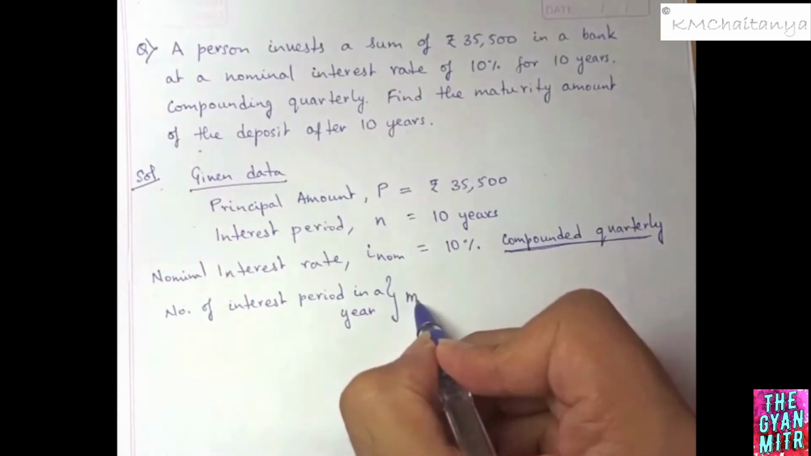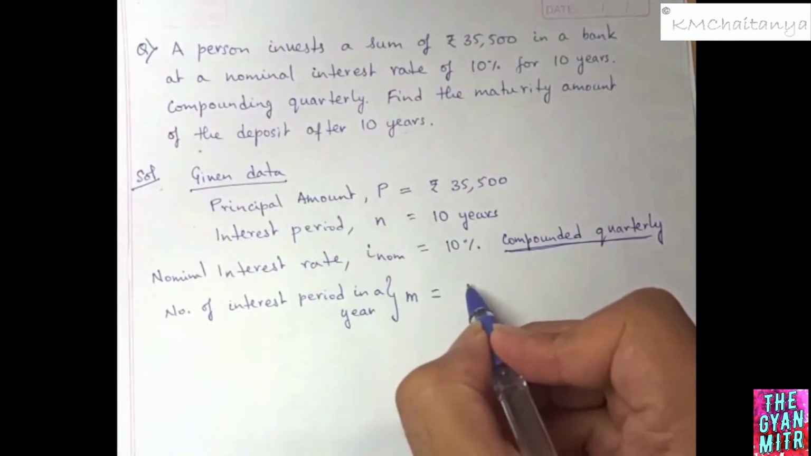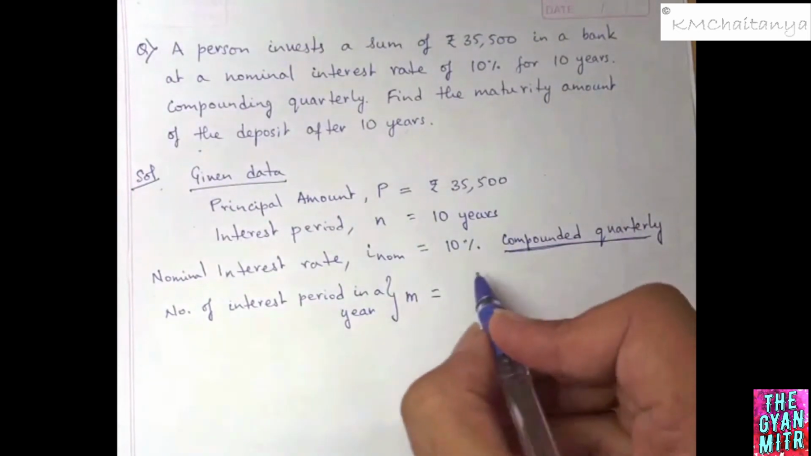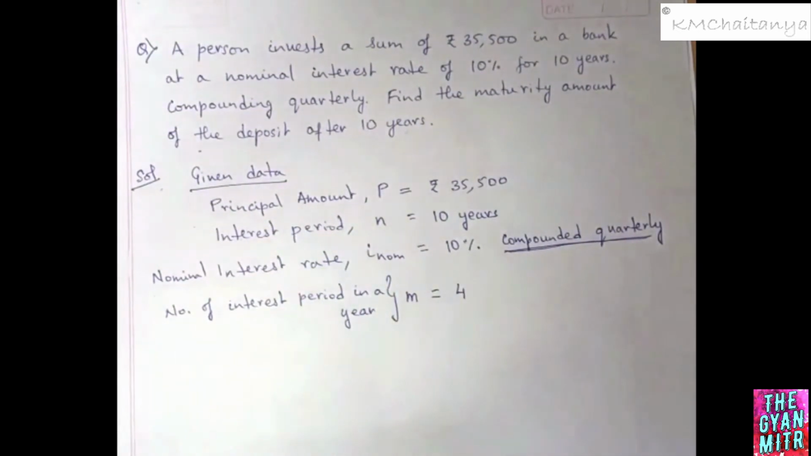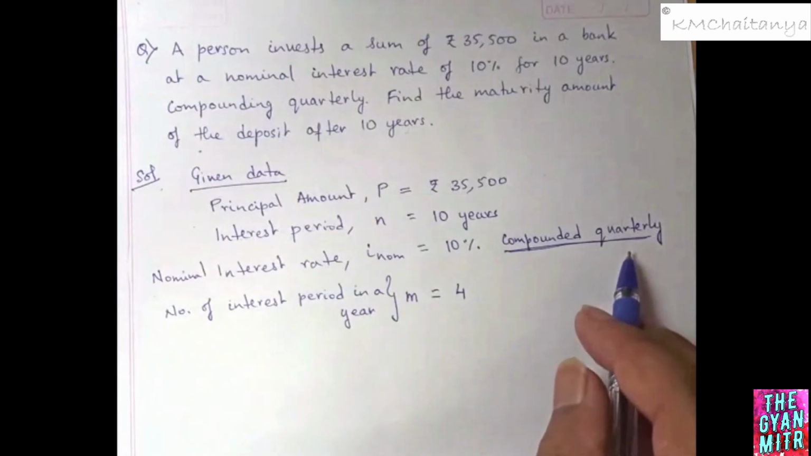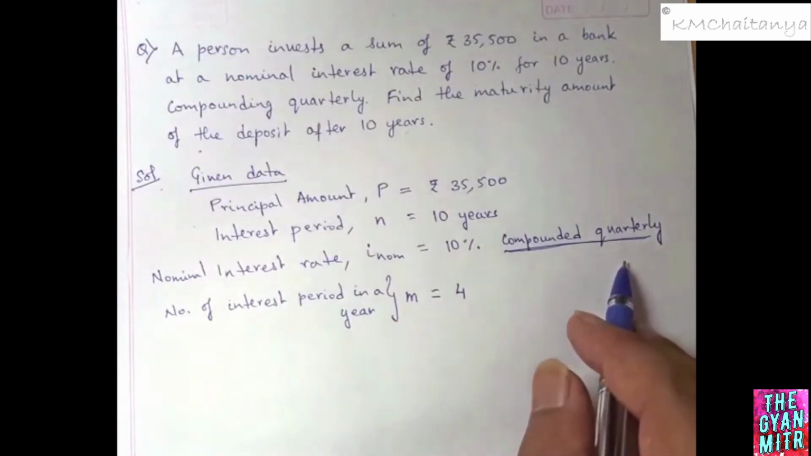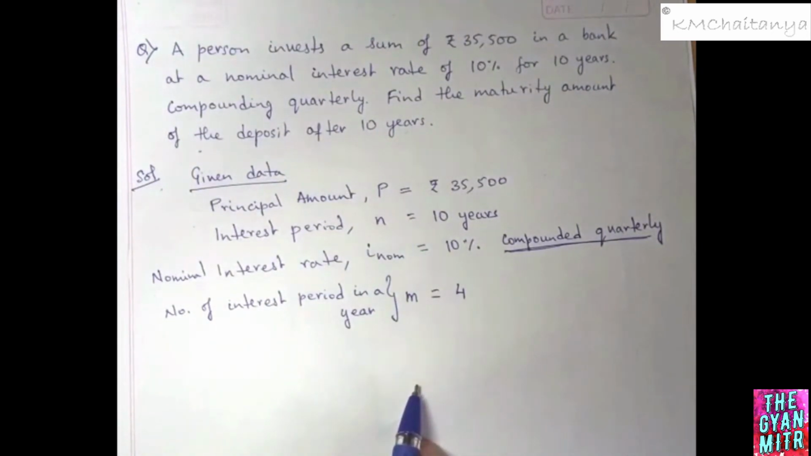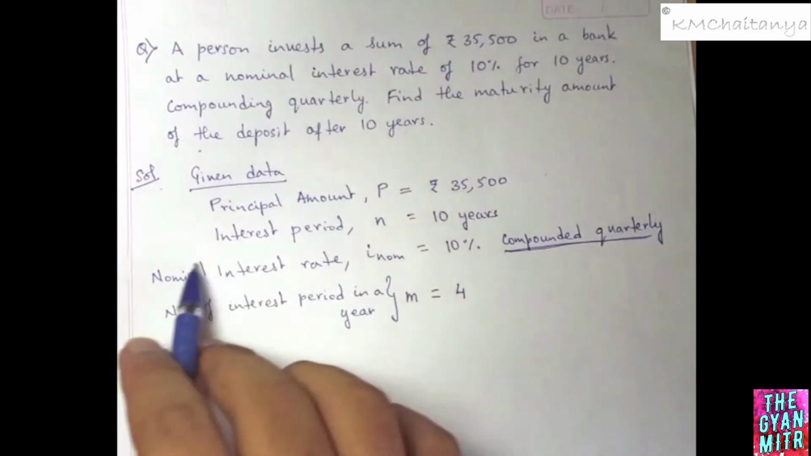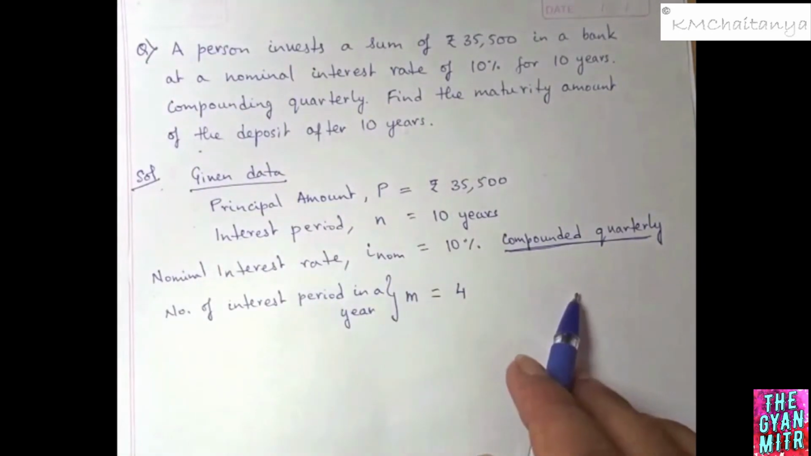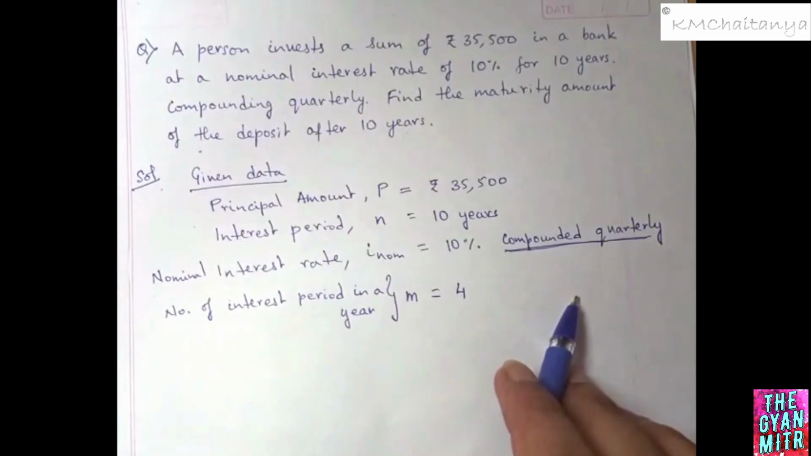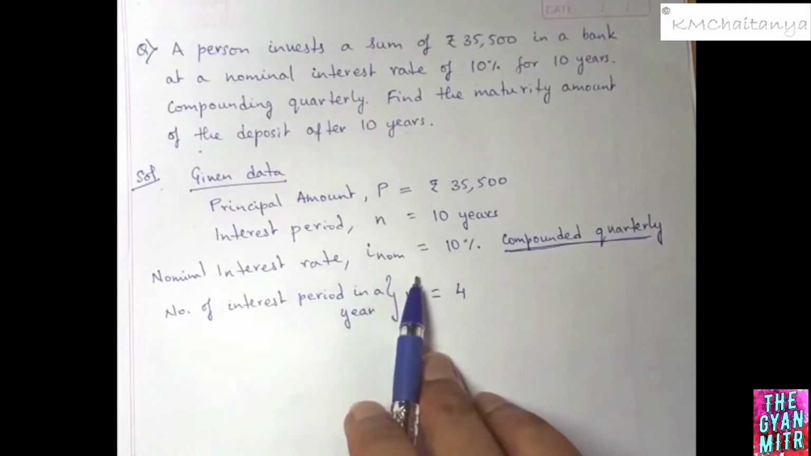The value of m is equal to 4, since it is compounded quarterly, because there are 4 quarters in a year. So here, first, we need to convert the nominal interest rate into an effective interest rate, because in all the problems we should always consider the effective interest rate.